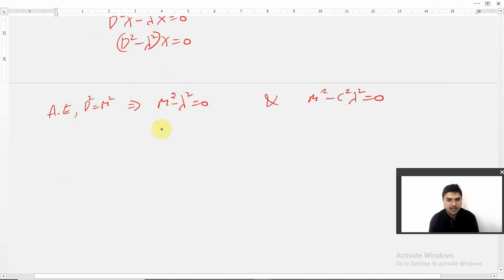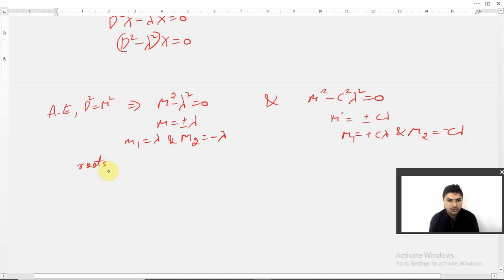Now we will simplify this, friends. m is equal to plus or minus lambda, whereas here m is equal to plus or minus c lambda. So there are two solutions in this, m1 and m2. m1 is plus lambda and m2 is equal to minus lambda. Here again m1 is plus c lambda and m2 is equal to minus c lambda. So there are two values, the roots.